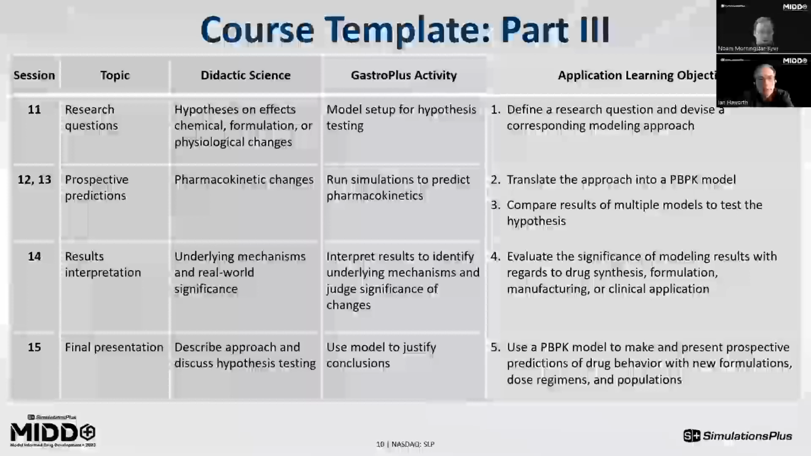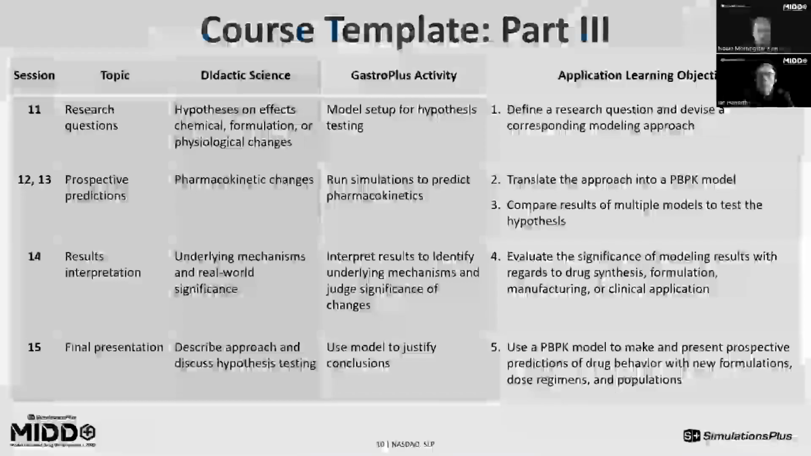test my hypothesis. Then we spend time running simulations and making the prospective predictions, iterating through that, followed by interpreting the results, figuring out what it means. Is it significant numerically? Is that numerical difference significant clinically? And this all culminates in their final presentations, where they review their model, go through the questions that they explored, and present their conclusions.